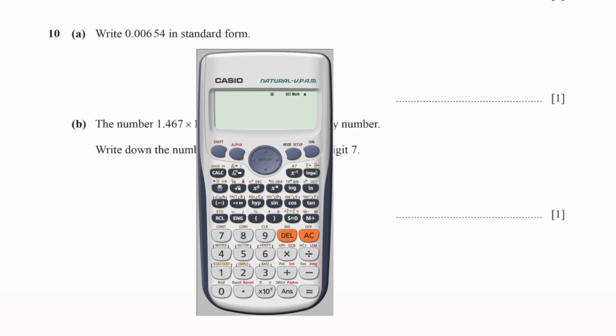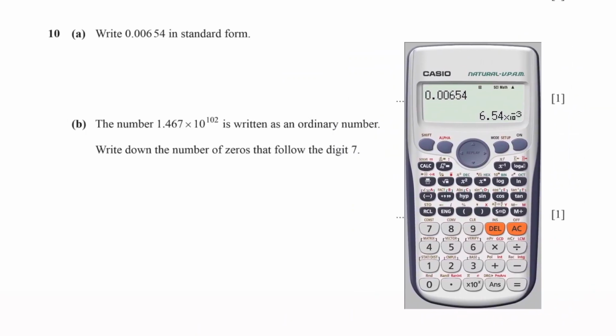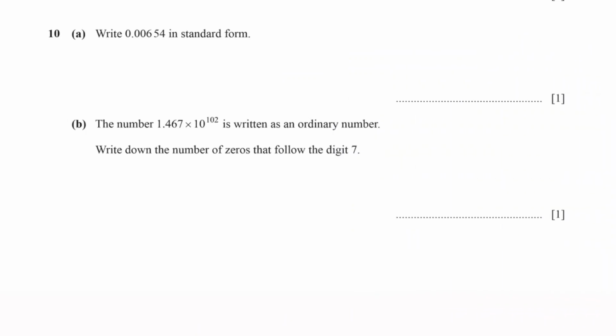We can press any number from 0 to 9, but we need three digits there, because 0.00654 has three digits, excluding zeros. So I press 3 there. Then I write this number 0.00654, press equals, then I press SD. See, this gives me the standard form answer, 6.54 into 10 raised to power minus 3. Let me write this answer. So the answer is 6.54 into 10 raised to power minus 3.